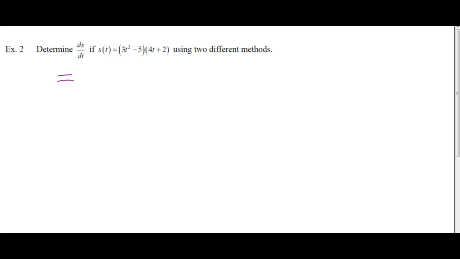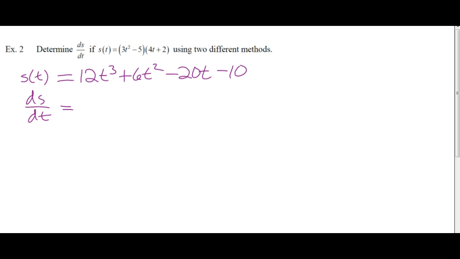Determine ds by dt if s of t is equal to the product, using two different methods, right? So one method would be, hey, let's multiply it out, right? Let's multiply this out and get ourselves, what are we going to end up with here? Probably 4 terms, right? So 12t cubed plus 6t squared minus 20t minus 10, right? That's s of t. So ds by dt will be what?